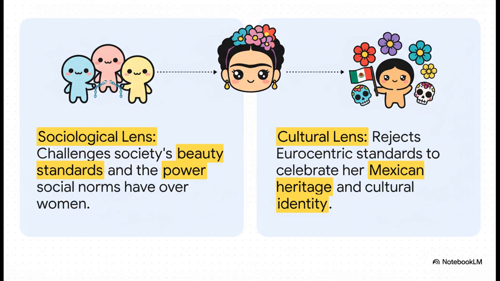Through this lens, what she's doing is actually a political act. Kahlo is pushing back against society's rules for how women are supposed to look. She's questioning the power of those beauty standards over women's bodies. Pretty cool, right? But now watch this.